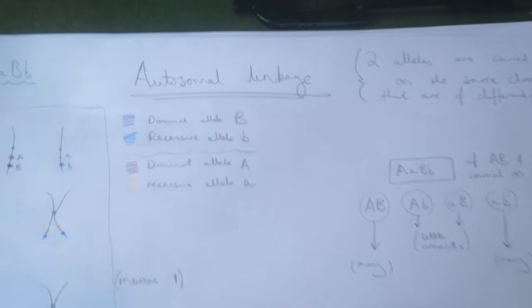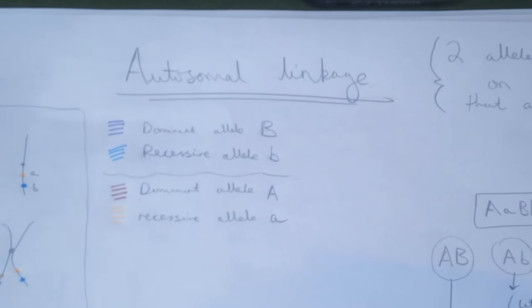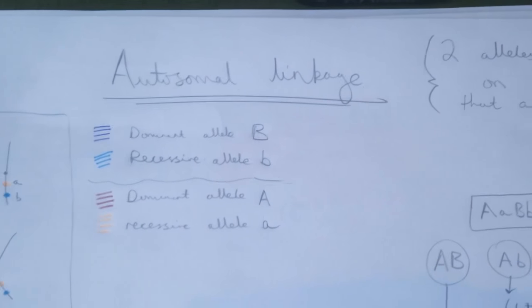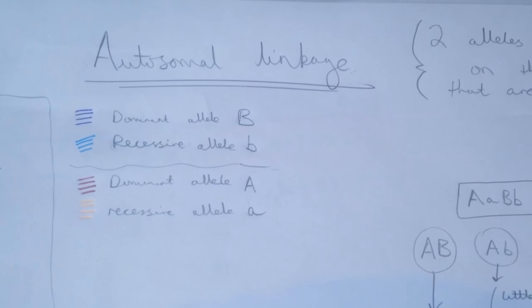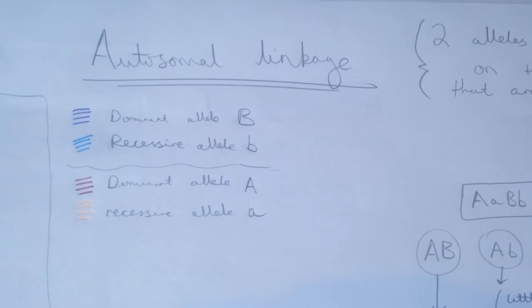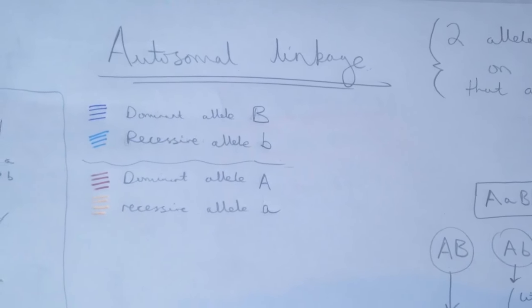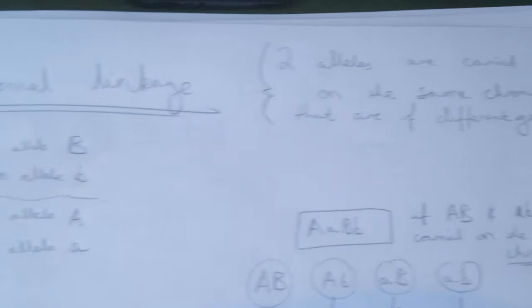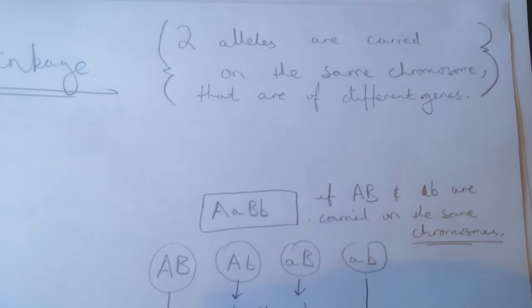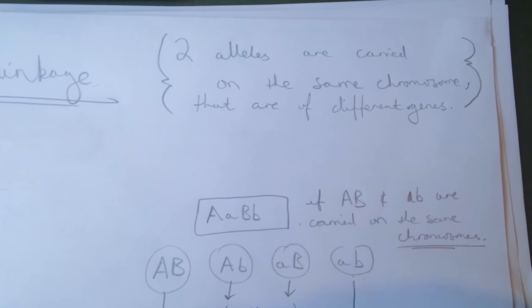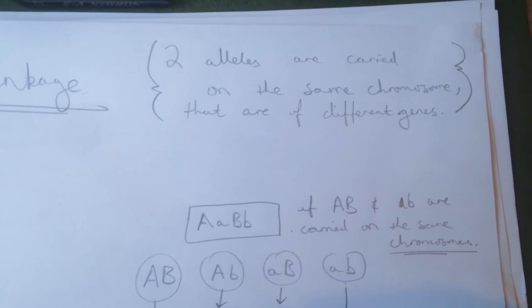Okay, so firstly we're going to look at the definition of autosomal linkage. An autosome being any set of chromosomes that's not the sex chromosomes, because sex linkage is something else, and linkage being, we've got the definition here, two alleles carried on the same chromosome that are of different genes. So we're going to put that into an example over here.